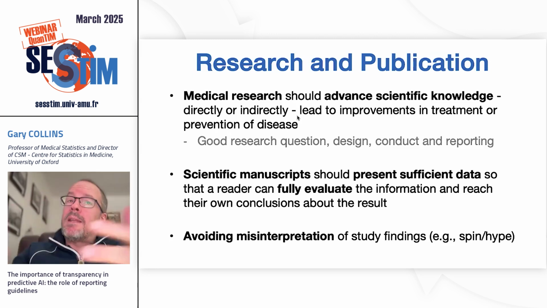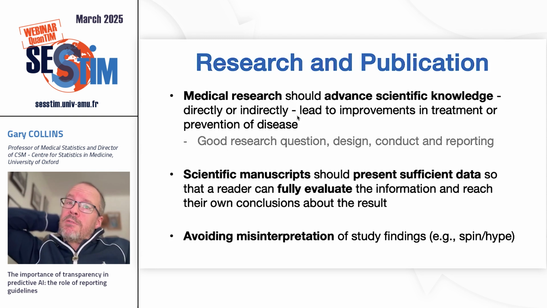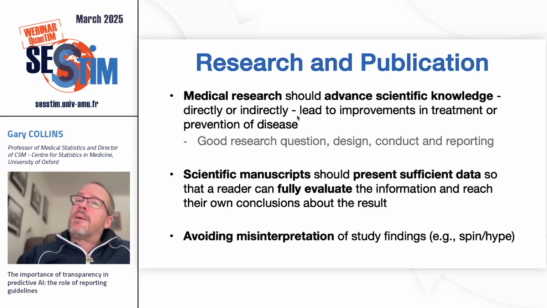And how do we disseminate those findings? So we've done the research. The important thing is now we've got to disseminate why we did this research, how we did it, what we found, and the implications. And that's usually via a scientific manuscript that we submit to a journal. So that manuscript itself should contain all the information we need so that readers can judge whether that piece of research has any value. And we should try and avoid over-interpreting our study findings, spinning or hyping up the research findings. So that's the why we do research and the publication.